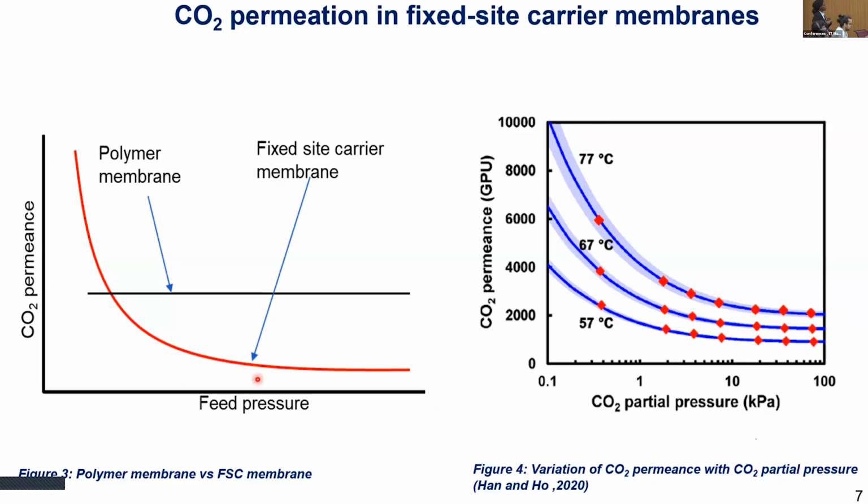As you also increase the feed pressure, the CO2 permeance decreases. However, for a normal polymer without amine groups on it, the permeance is constant. Therefore, you can assume constant permeance across the membrane. By assuming a constant CO2 permeance for a fixed site carrier membrane, you are not accurately capturing what is occurring within the system.